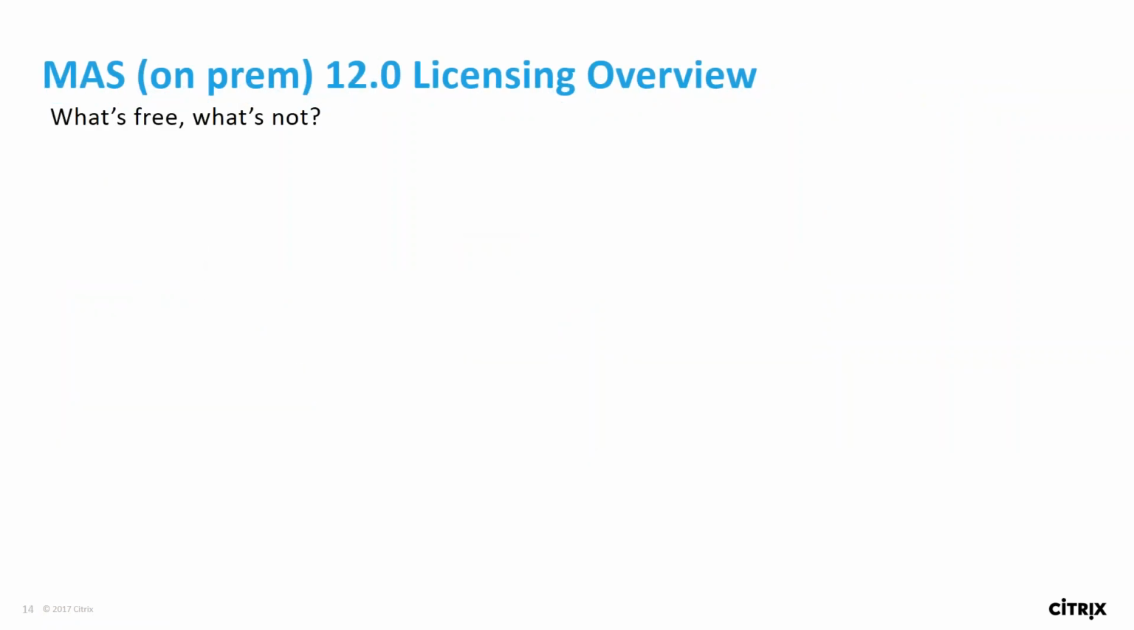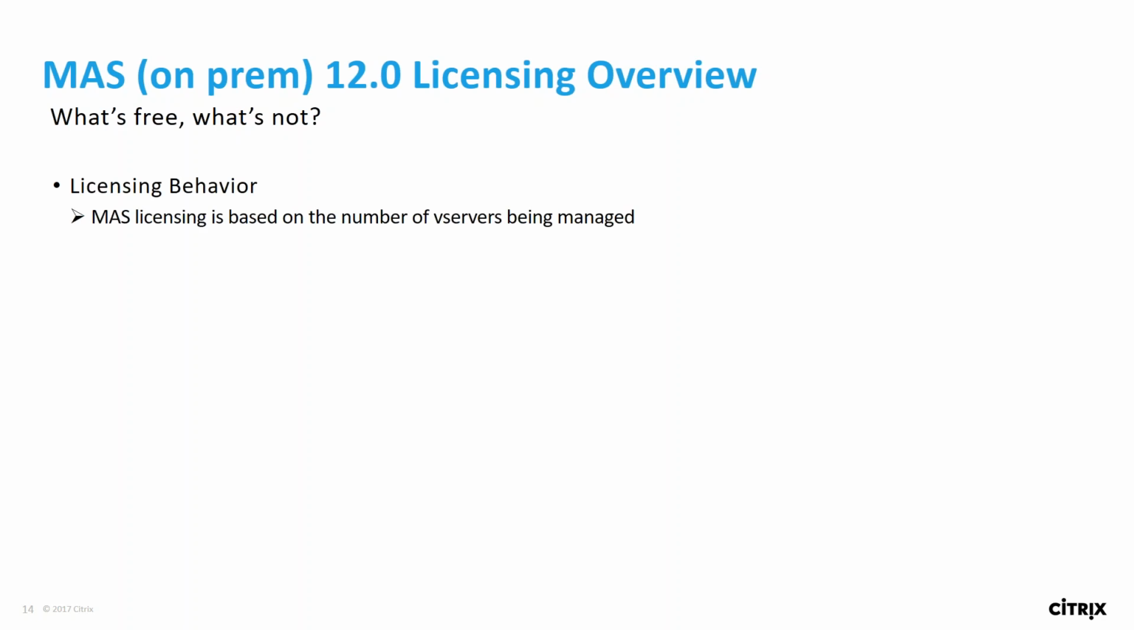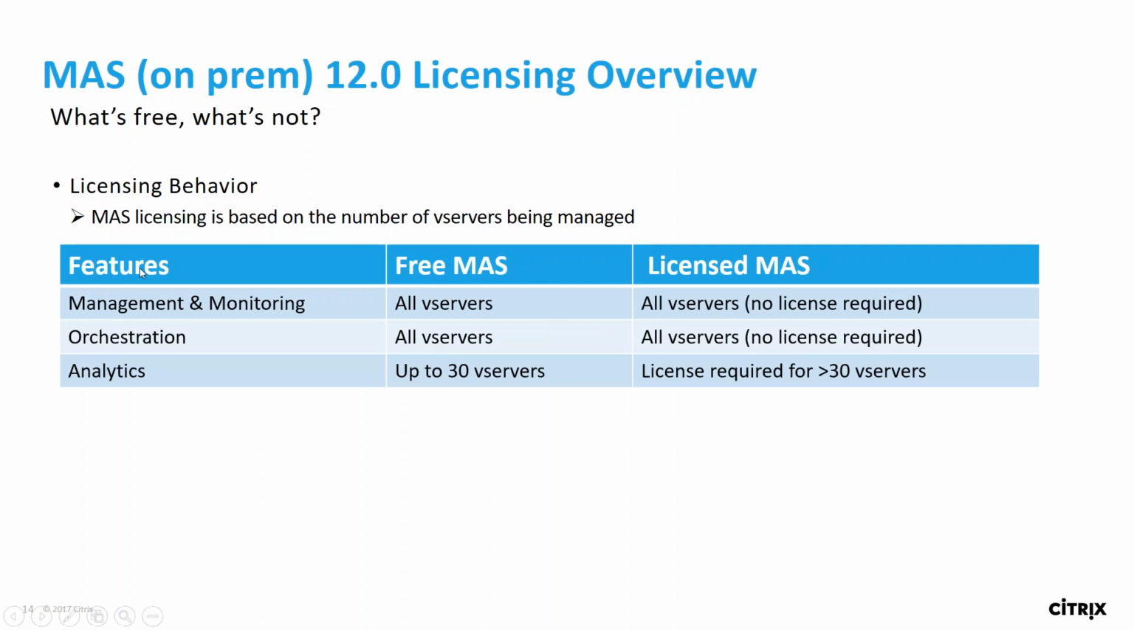So with that, we've covered how you can help migrate from CC to MAS. And now let's take a look at the MAS 12.0 on-prem licensing overview, what's free, what's not, etc. So just a quick summary, which you may already know. MAS licensing is based on the number of vServers being managed. All features are free up to 30 vServers.